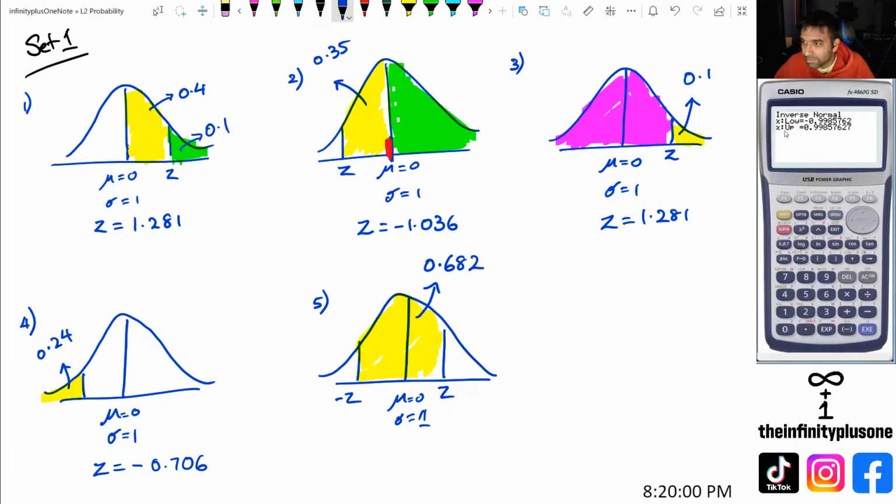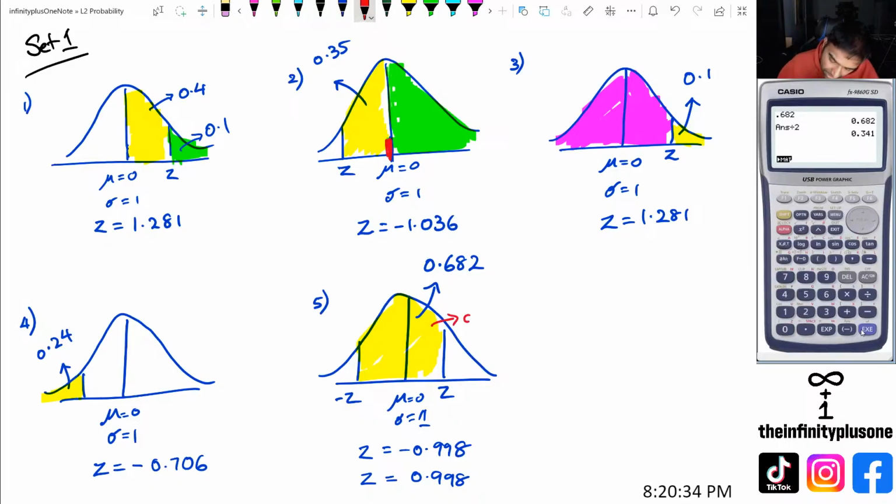And it's giving me my two z values: the first z value is going to be negative 0.998 and the second z value is going to be positive 0.998. Now, if for some reason you want to see how you would do it the other way, you could have just divided 0.682 by half. And when you do that, I forgot to divide by 2. You get 0.341.